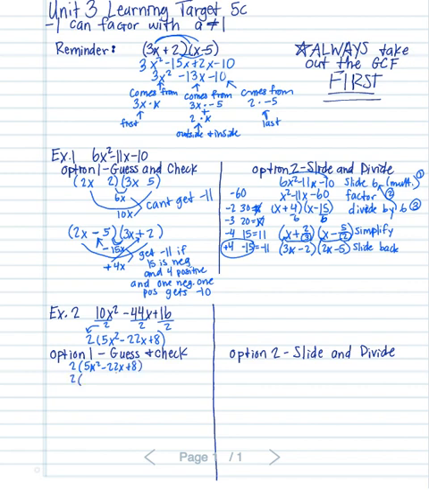So the only possible way to get 5x squared is with a 5x and an x. The good thing about guess and check here is we know our first two pieces have to be 5x and x. Then with 8, I'm going to guess 2 and 4. We could guess 1 and 8, but I'm just going to guess 2 and 4, check it and see if it works.